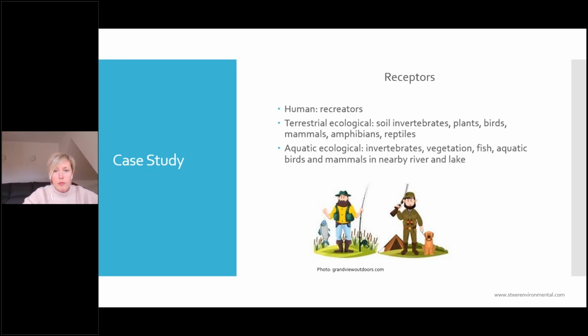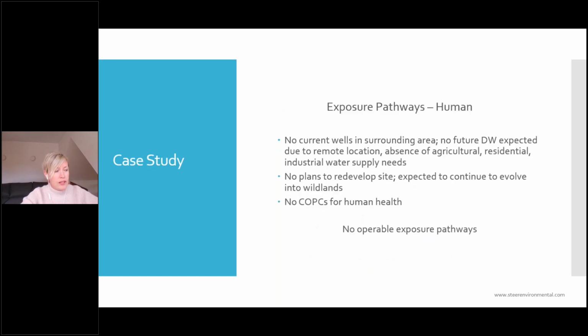Terrestrial ecological receptors, we're looking at soil invertebrates, plants, birds, mammals, amphibians, reptiles. And when we do this, we do a screening as well for species at risk and for known receptors in the area. Aquatic ecological, we're looking at invertebrates, vegetation, fish, aquatic birds and animals, mammals in the nearby river and lake.